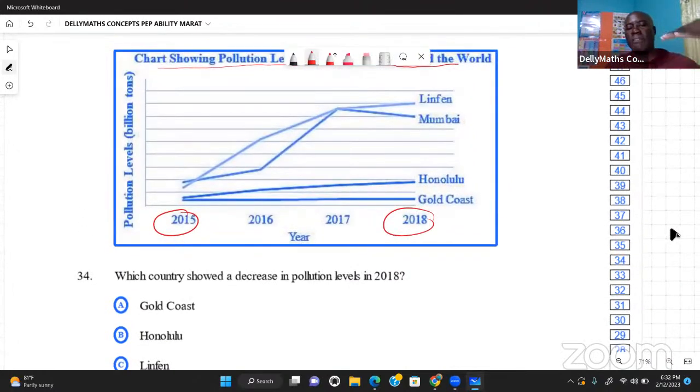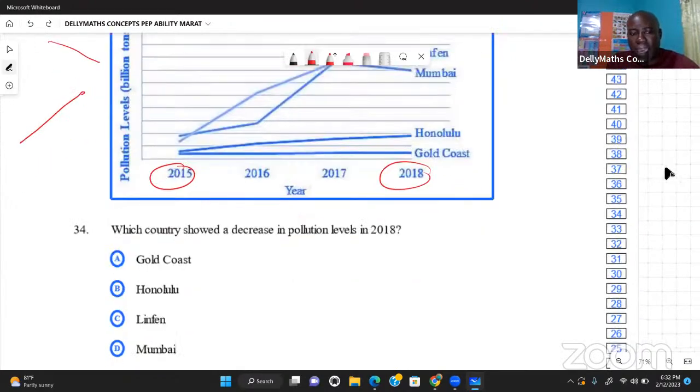A decrease would be a fall in your graph. It's going to come down, right? Going up is like this; coming down, you're looking for any drop. So you want something that is dropping, and there's only one that fell, and it's going to be Mumbai. From Mumbai, 2017 was higher than 2018. That means it fell, so there was a drop in the pollution level at Mumbai in 2018. So D is the answer for 34, Mumbai.